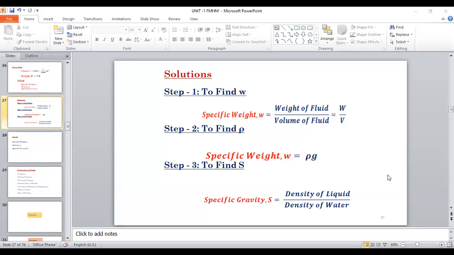Any doubt up to now? Right. Next, what he asked us to find is specific gravity.